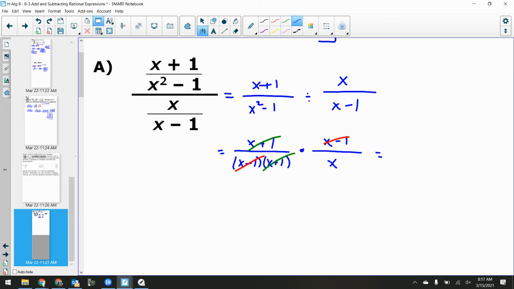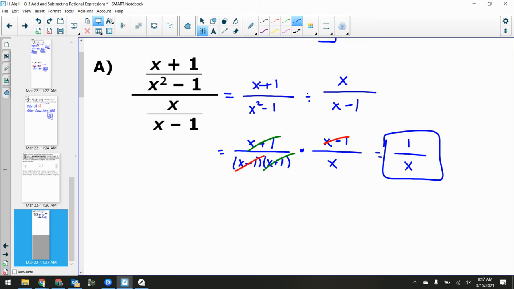1 over x, not just x. I always have a small percentage of people trying to just let that float up to the numerator. If it's in the denominator, it has to stay in the denominator. If everything cancels out in the numerator, you have to write a 1 in the numerator. So 1 over x is my answer. That whole big nasty thing simplifies down to 1 over x.